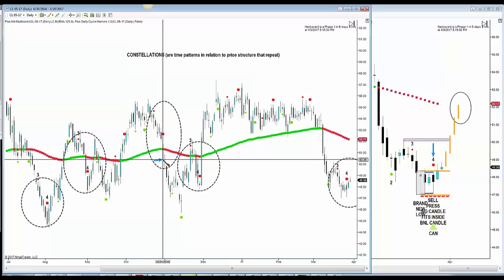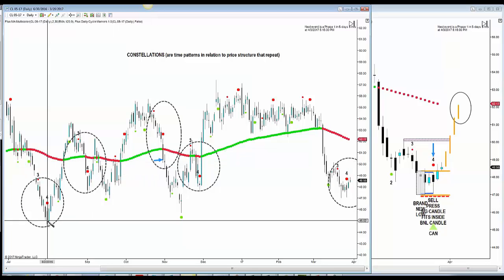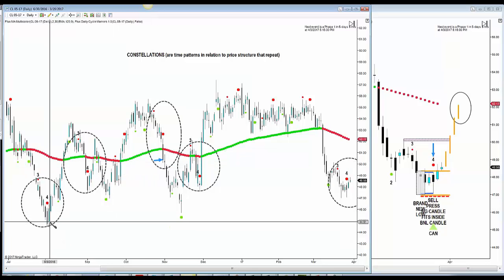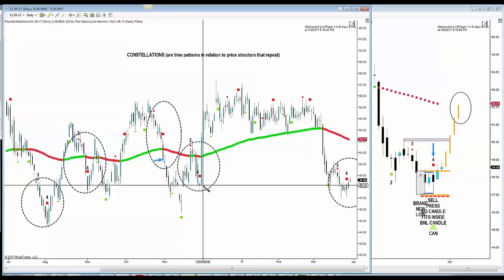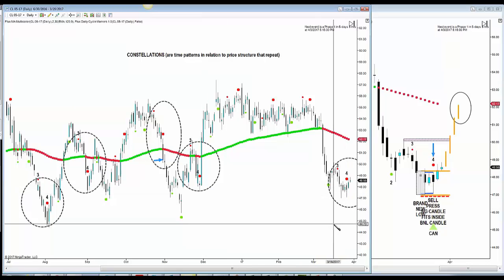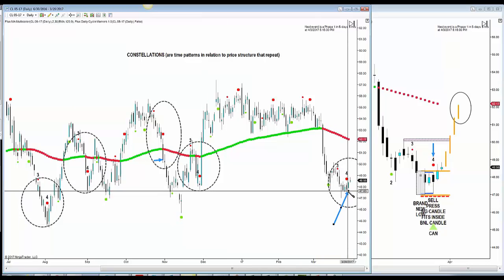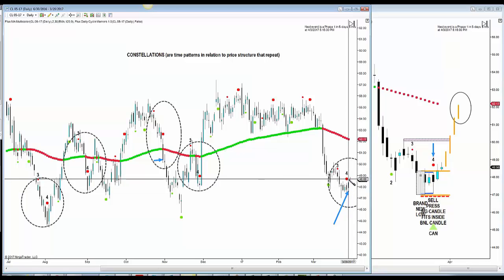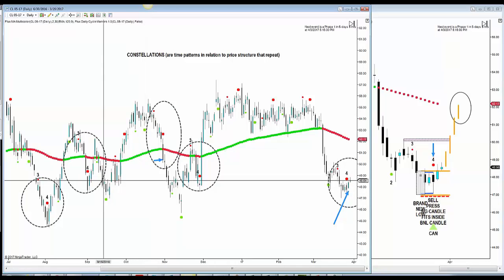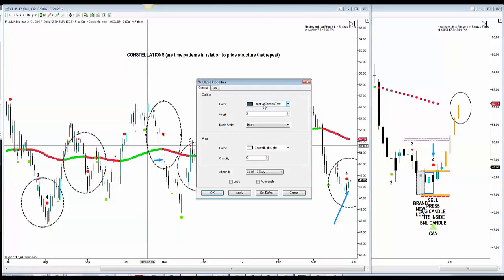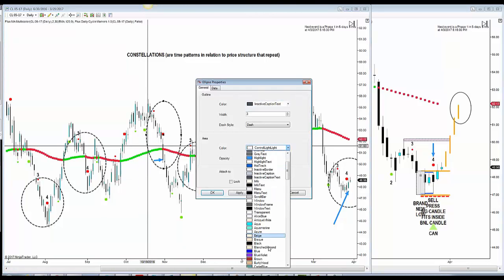That's not the pattern. The pattern here, this constellation, is a higher close the next day. And can everyone see that in our current iteration, the higher close in Crude went the other way? And so in relation to all the other patterns, it doesn't match this one.